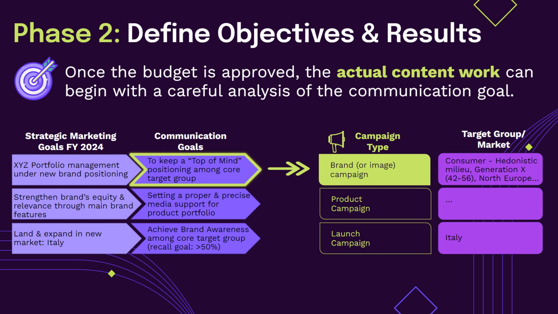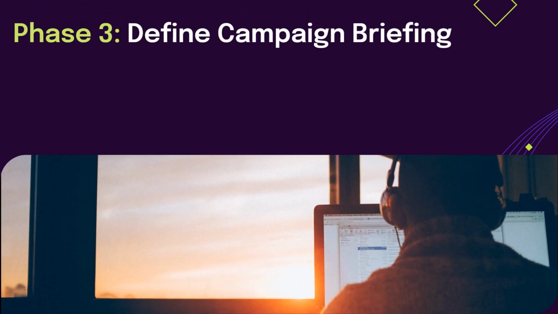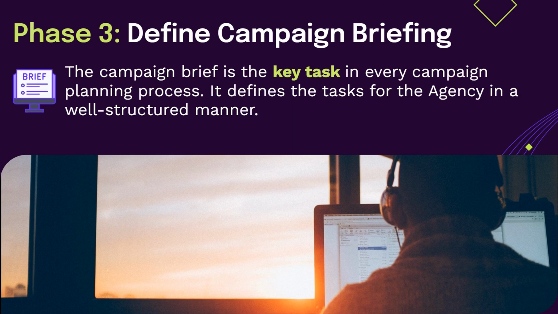In summary, in this phase we define what we want to achieve by identifying the communication goal, what type of campaign best suits that goal, and then we choose whom to address our campaign to. The third phase of campaign planning is defining the campaign brief. The campaign brief is the key task in every campaign planning process. It defines the tasks for the agency in a well-structured manner.